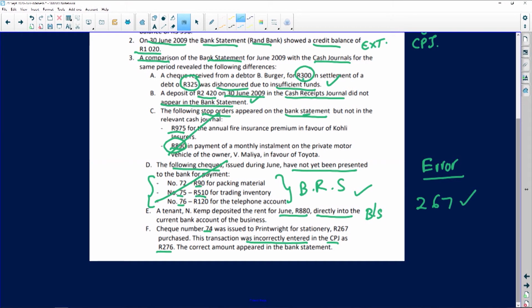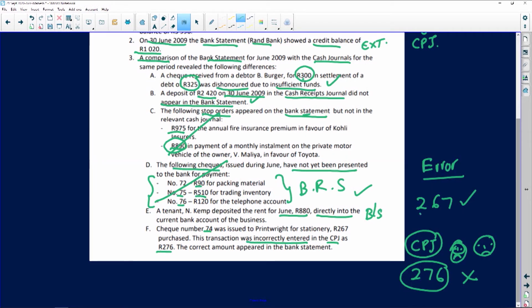The transaction was incorrectly entered in the CPJ. So in other words, we made an error. It's like a kind of a sad face there, because we made an error in our CPJ and we entered the amount as 276 Rand, which is obviously an error. It's incorrect. Right, so immediately, as you can see, in our CPJ, we wrote too much.